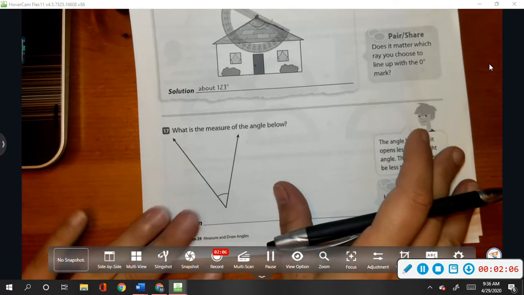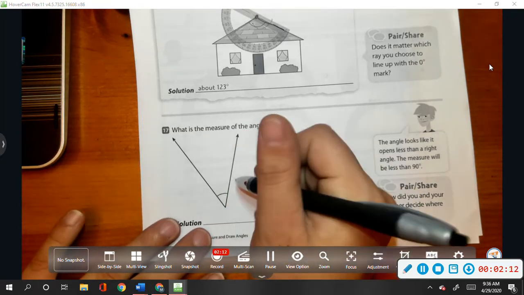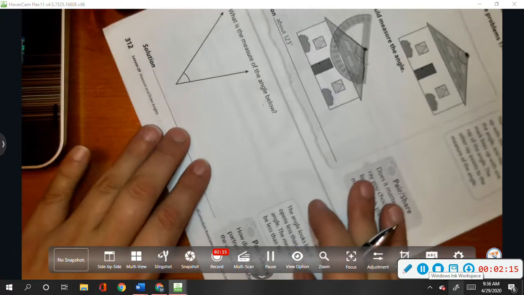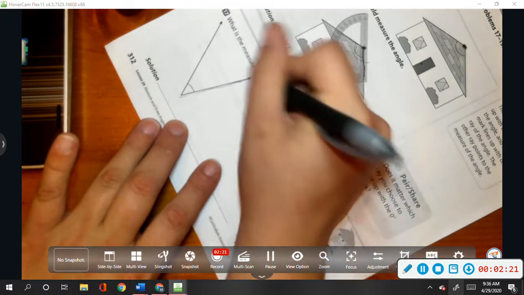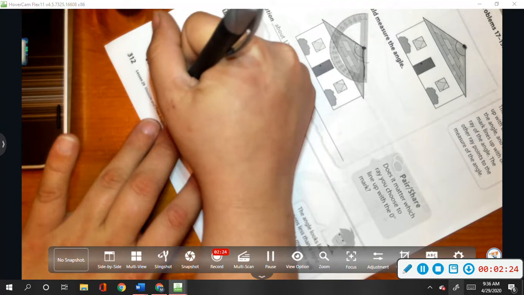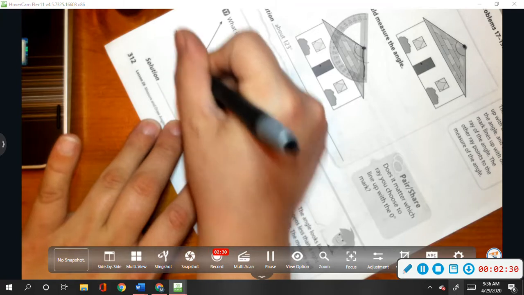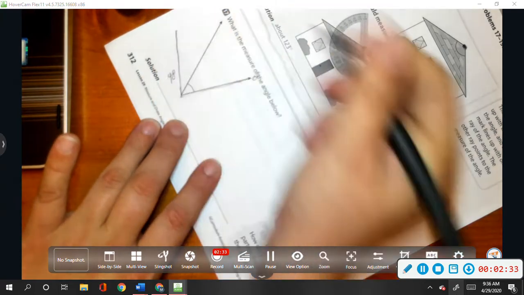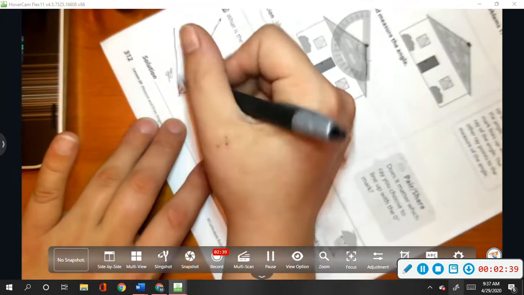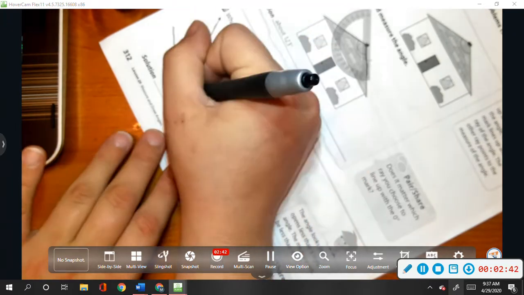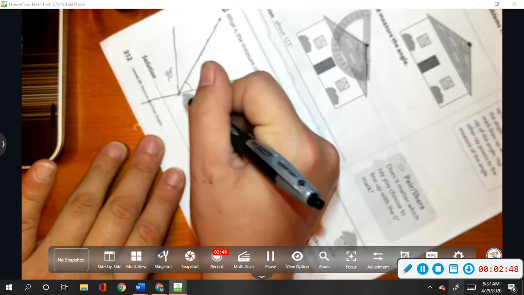Alright, number 17. What is the measure of the angle below? Well, if we turn it this way, that way this is my 180 degree ray, or my 0 degrees, and we draw our benchmark angle of 90 degrees. So this would be our 90 degree ray. And what we notice about this angle is that it is less than 90 degrees and not nearly 180 degrees.